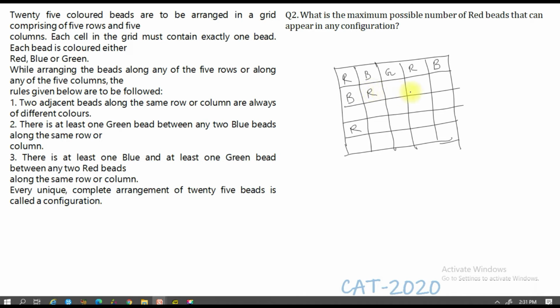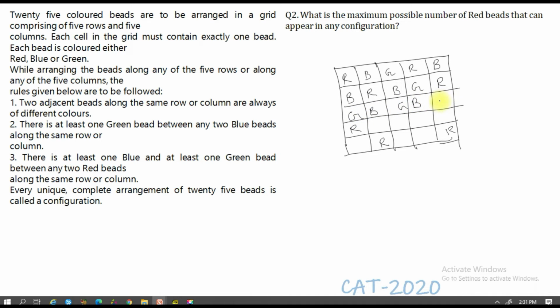Then I'll put red here. Then I can put red here. I can put red here also. Then I can put red here also. Now look at this one. This will be filled by either blue or green. I'll put blue, green. This would be green, blue, green, blue.